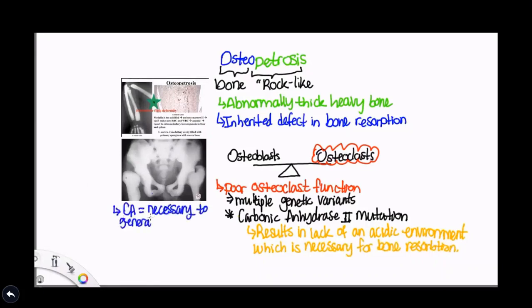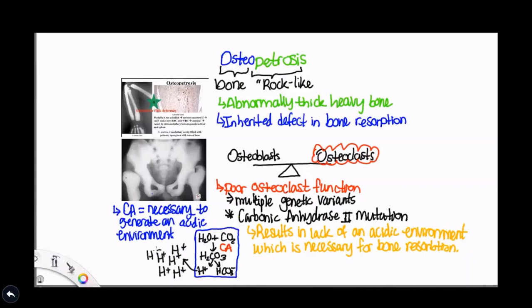Now, in order to generate an acidic environment, the enzyme carbonic anhydrase is necessary. Carbonic anhydrase combines water and CO2 to make H2CO3. Carbonic acid then breaks up into a proton and bicarbonate. This proton, which is the acid, leaves the cells, and this is what creates the acidic environment necessary for bone resorption. If osteoclasts don't have the ability to generate this acidic environment, they won't be able to resorb bone, and this is exactly what occurs in the carbonic anhydrase 2 mutation.